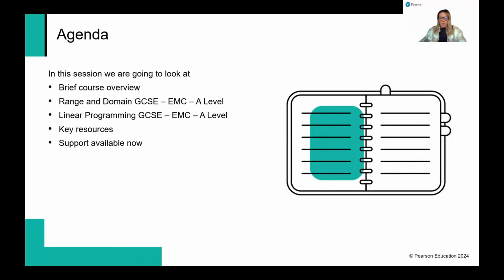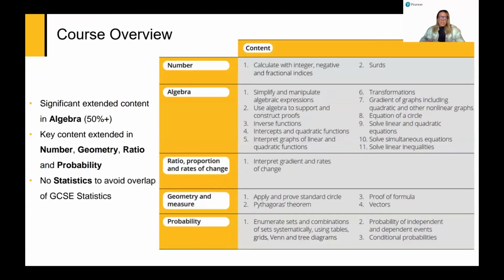So let's have a look at the brief course overview. For those of you that are not so familiar with the content, we have split our content into number, algebra, ratio, geometry, and probability. You'll see there are no statistics included because we felt that GCSE statistics does that job. We didn't want to have a repeat or any overlaps in significant content.